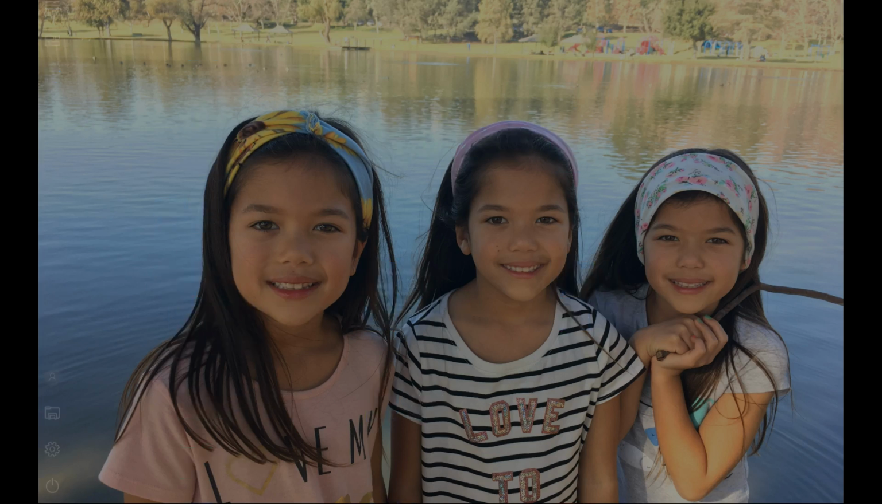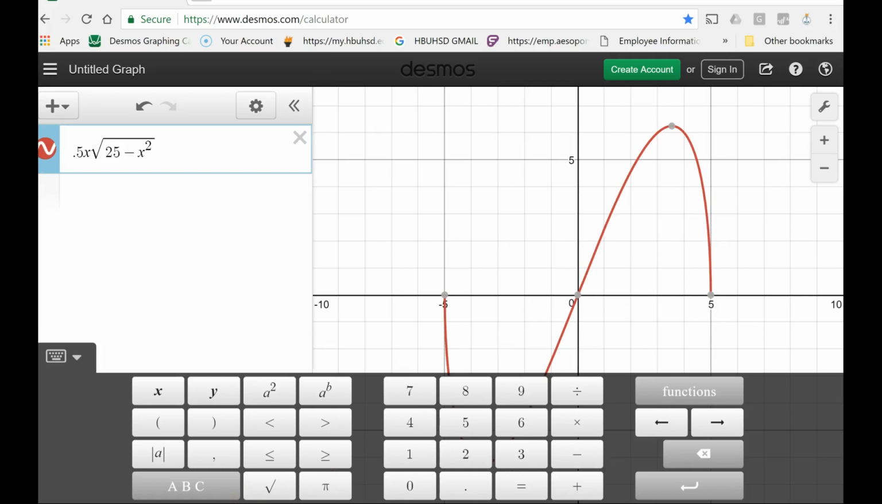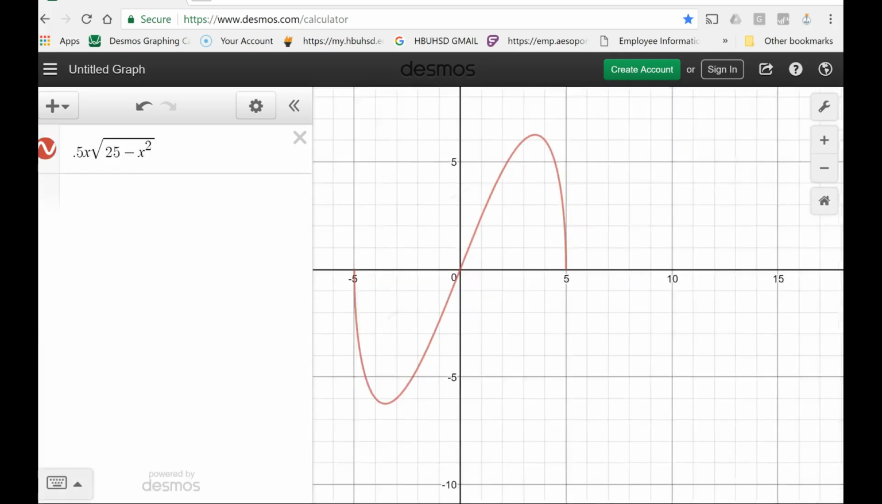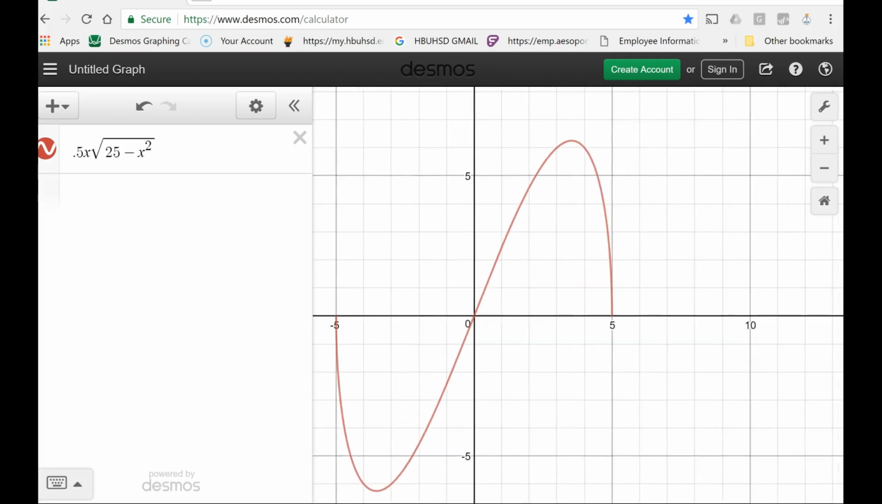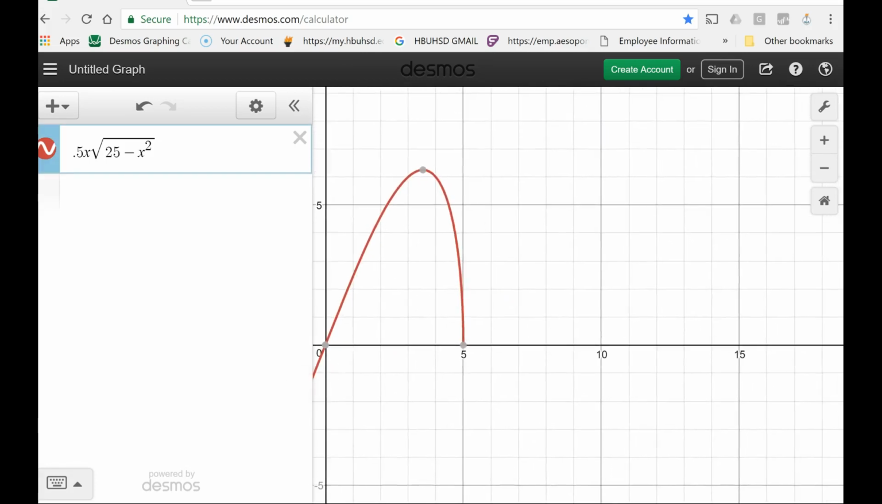Desmos. Oh, where's my Google Chrome? There you go. 0.5x times the square root of 25 minus x squared. Now we are talking about a maximum area. So obviously, number one, you can't have negative dimensions. So anything on the left-hand side of this, you can totally ignore. All you need to do is focus on over here. So it looks like your maximum area is 6.25, which is the y value because I'm graphing this in terms of area.